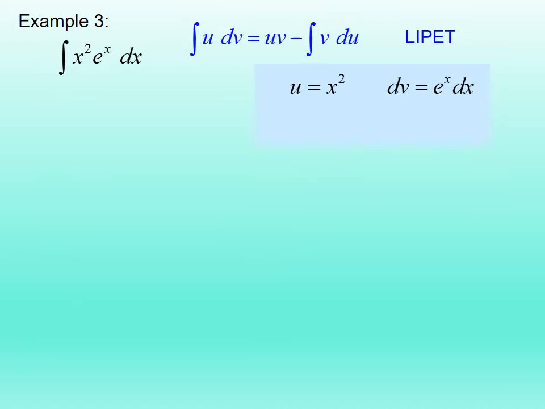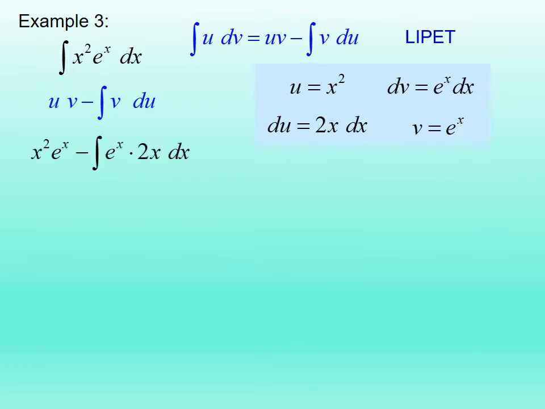Good. Now, as we always do, differentiate u to get du equals 2x dx, and find the antiderivative of e to the power of x, which is itself. Now we will plug the expressions in the right positions, and you will get x squared e to the power of x minus the integral of e to the power of x times 2x dx. Good. Since 2 is a constant, it can be factored out and written as a coefficient of the integral.